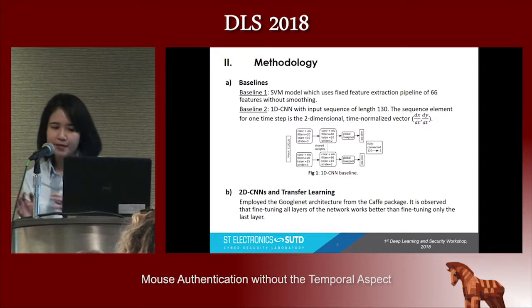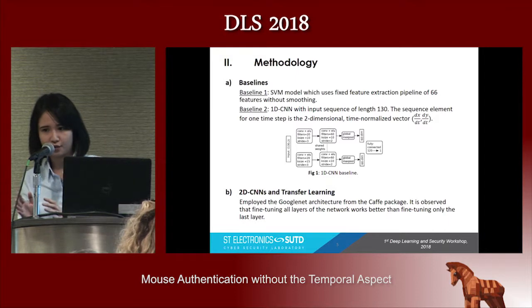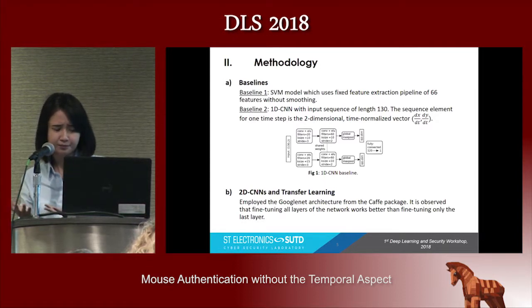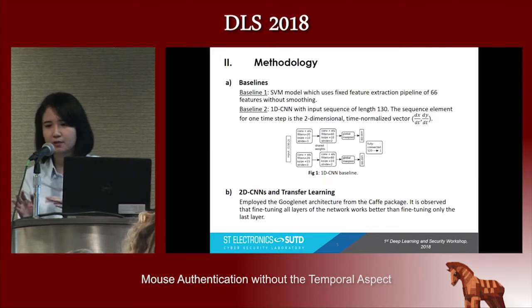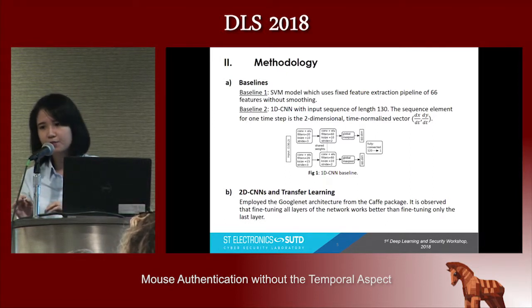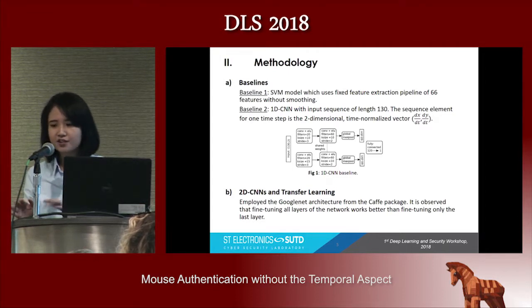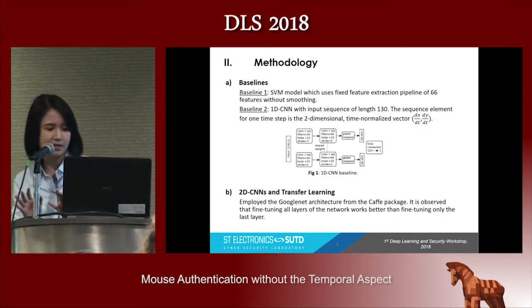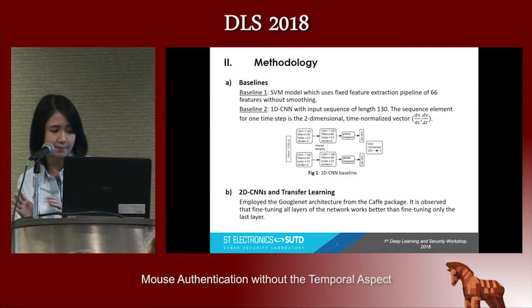So we have two baselines here. Our first baseline is a classical SVM model which uses a fixed feature extraction of 66 features. These 66 features are based on a 2012 paper. Some of these features are speed, acceleration, or angle. And we have another baseline, which is a 1D CNN model, which receives an input sequence length of 130. Each element in the input sequence is a time normalized vector. Figure 1 here, I'm not sure whether you can see it or if it is too small, is the architecture of the 1D CNN baseline.